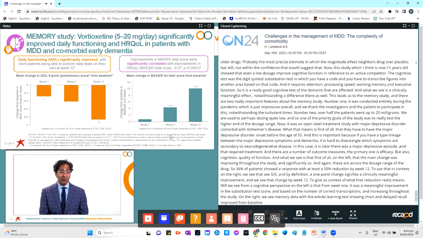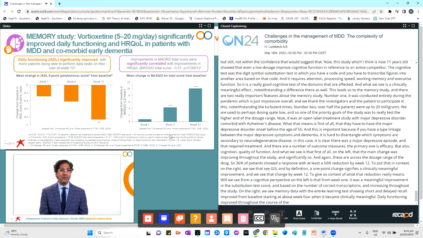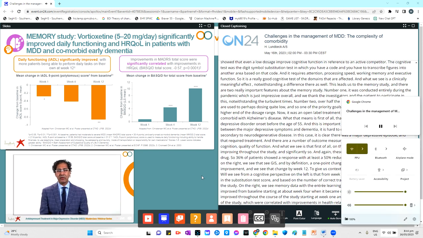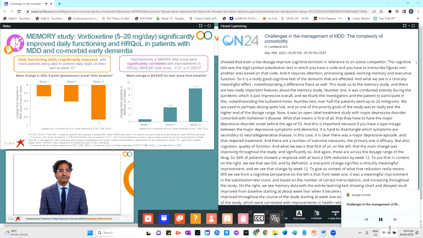Daily functioning improved throughout the course of the study, starting at week one and progressively increasing over the 12 weeks of the study, which were correlated with improvements in health-related quality of life. All, again, consistent with a marked improvement across multiple domains, primary and secondary outcome measures.